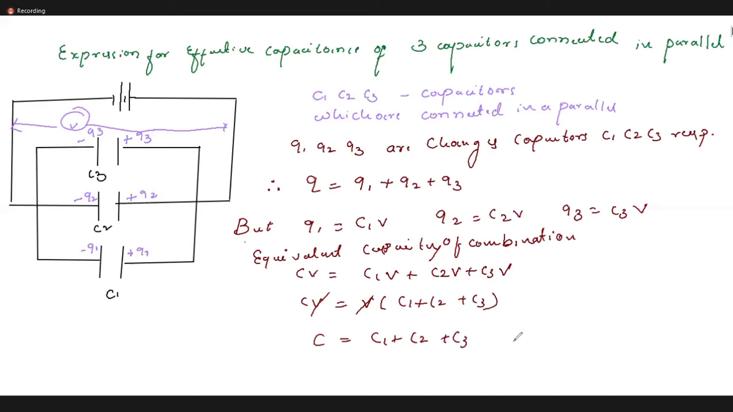Okay, is it clear, students? Yes, ma'am. Thank you. If the number of capacitors connected goes up to n, then C is equal to C1 plus C2 plus C3, and so on up to Cn. Okay, is it clear? Can I go for the next one, students?